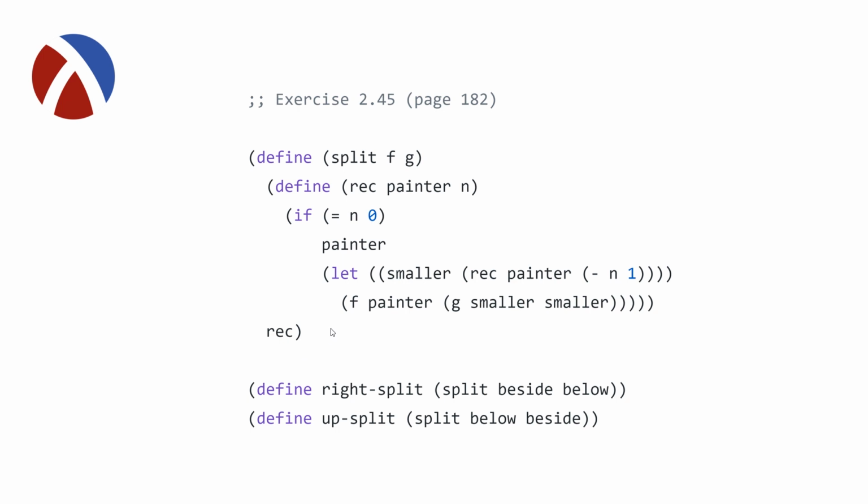So this is going to be a higher order function because we're returning a function, or procedure, I should say. And then at the bottom, as we saw before, we can just define right split as split beside below and upsplit as split below beside. So pretty straightforward.